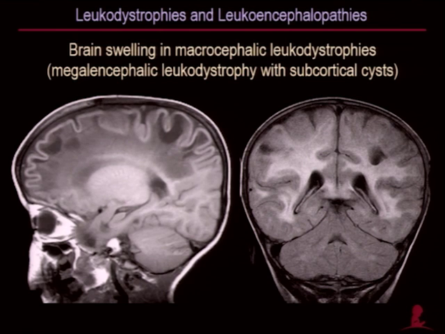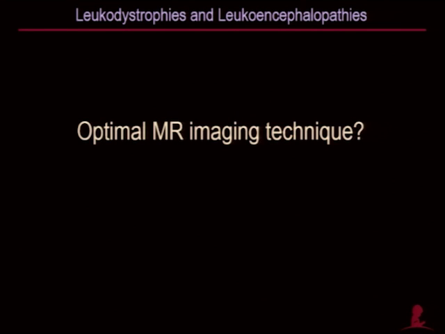But please note that, for example, in this case, the cerebellum is not that much involved and it's not enlarged. So it's really the supratentorial compartment of the skull that accounts for the megalencephalic appearance. The posterior fossa remains relatively small because there is no edema in those structures. So what is the optimal MR imaging technique or strategy?